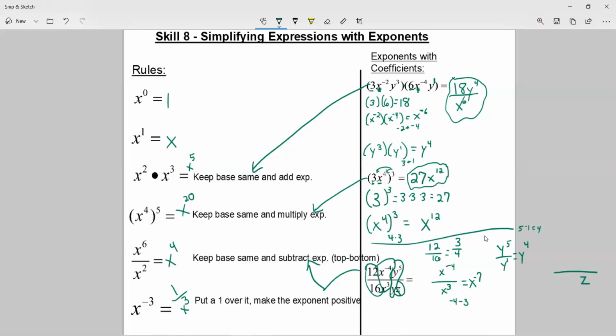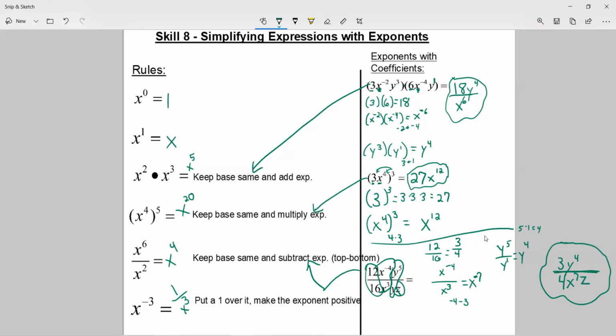So when I go to write my answer, my coefficient was 3/4, which would look really silly to put up there. So I'm going to draw a fraction bar here. I already did. And I'm going to put 3/4. X has a negative exponent, so we're moving it to the bottom to make it positive. Y has a positive exponent, so it stays on top. And Z just came over because there was nothing I could do with it.